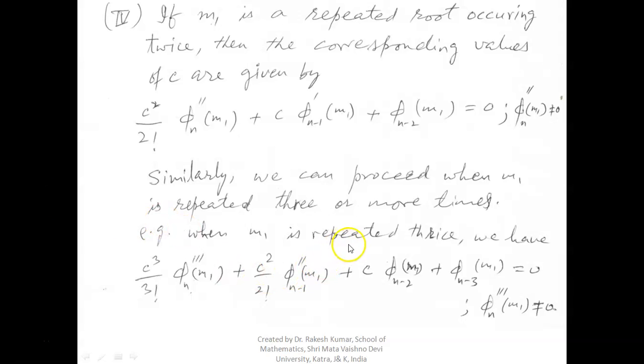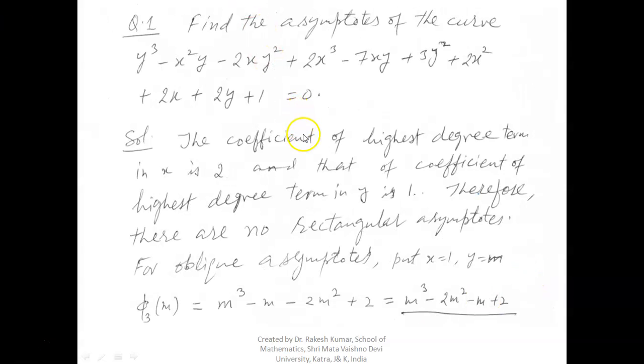For example, when m1 is repeated thrice, we will use this equation: c cube upon 3 factorial phi n triple dash (m1), meaning triple derivative, plus c square upon 2 factorial phi n-1 double dash (m1) plus c phi n-2 dash (m1) plus phi n-3 (m1) equal to 0, provided this triple derivative of phi n at m1 is not equal to 0. So this was the procedure.